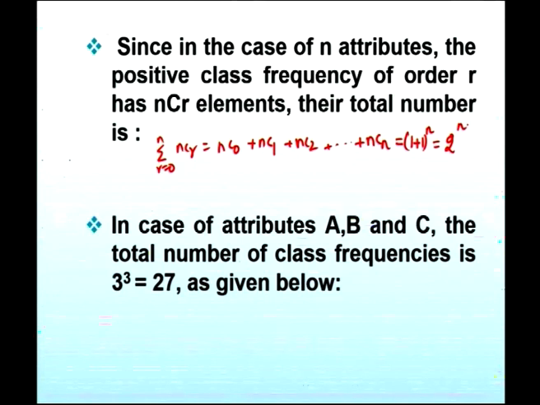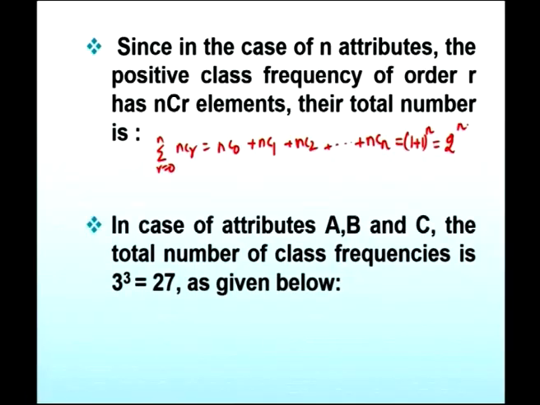Thus, in the class of attributes A, B, C, the total number of class frequencies is 3 cube. That is 3 power n, as we have just seen, where n is equal to 3 here because of the attributes A, B, C. Therefore, we have 3 cube. So, there will be a total number of class frequencies as 27. Okay, let us see how this 27 comes.